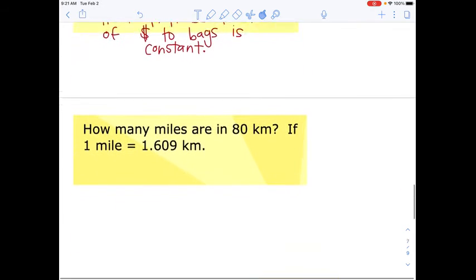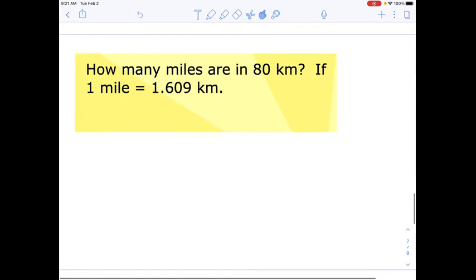All right, couple more left, you guys. This one says, how many miles are in 80 kilometers? If 1 mile equals 1.609 kilometers. So think about the two things that we're working with here, miles and kilometers. So I'm going to set up a proportion, and I want you to do that on your quiz too. I want to see that you know how to set up proportions.